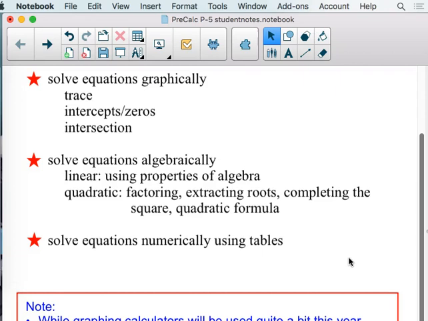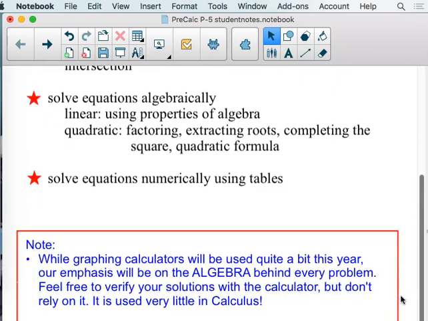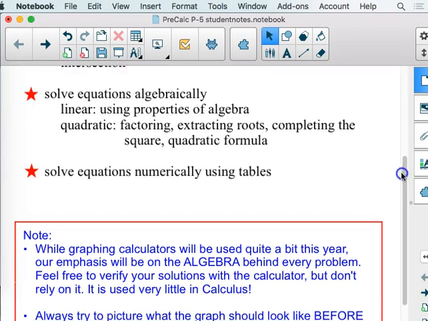Now, note below here. Oh, smart board. Be a nice smart board. There we go.